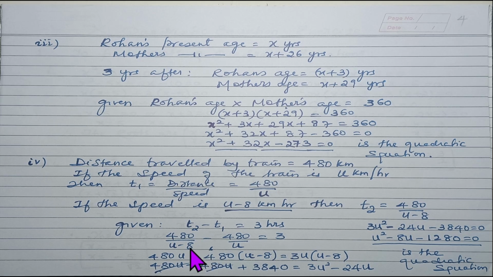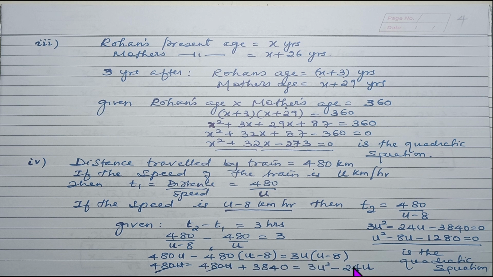Multiply throughout by u minus 8 into u. Take the LCM of the denominators and multiply throughout by u minus 8 into u. You will get that u minus 8 gets cancelled, so it becomes 480u. Here u gets cancelled, so 480 into u minus 8, and here 3 is multiplied by u and u minus 8. So simplify this, that means 480u minus 480u, and minus into minus is plus, that is 3840.